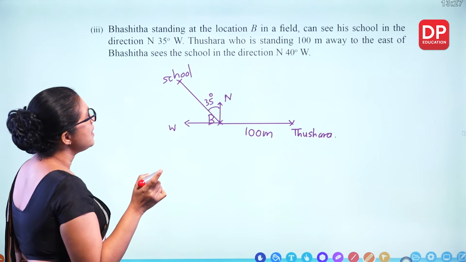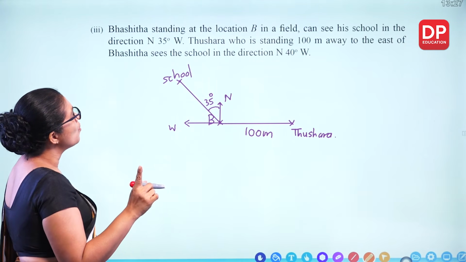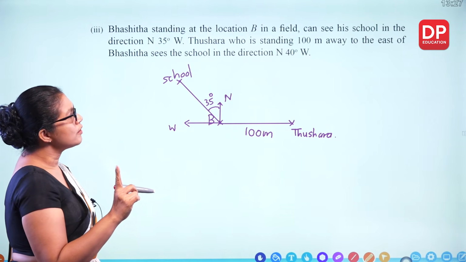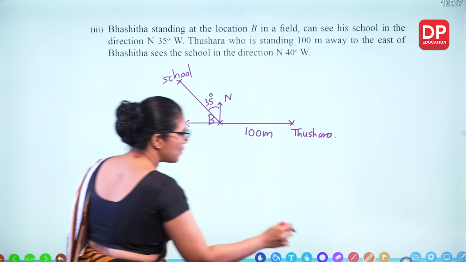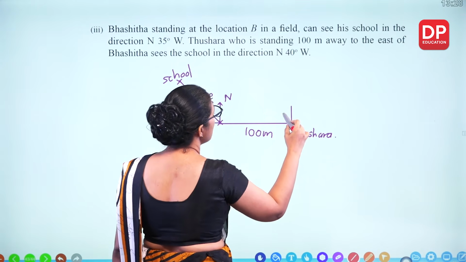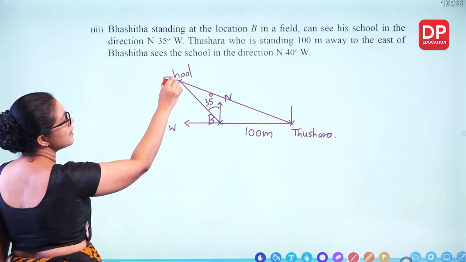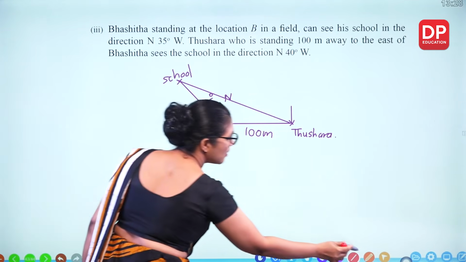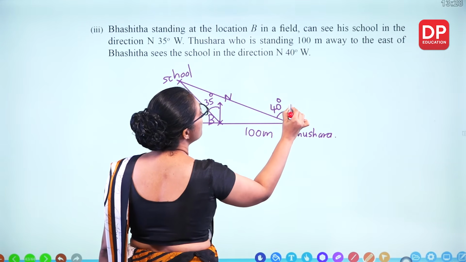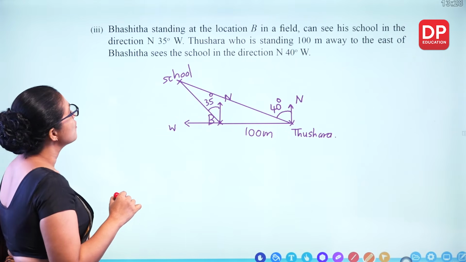Who is standing 100 meters away to the east of Bashita, sees the school in the direction north 40 west. So that means when you draw north and west direction, 40 degrees. So school is here. So this is 40 degrees from north towards west side. So this is the school.